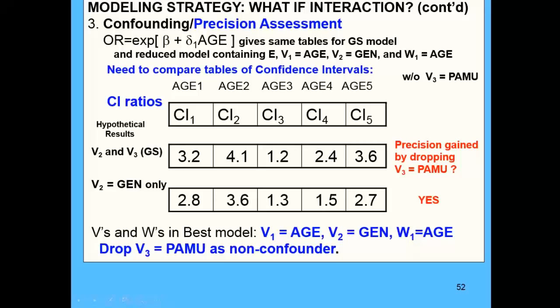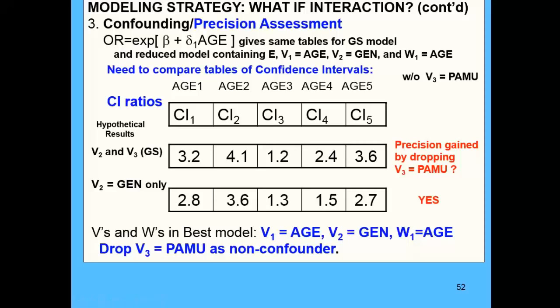And this looks like pretty much a fairly big gain, a substantial gain in precision, although, again, how much of a gain is still somewhat debatable. But based on these data, based on what I'm showing you, again, this is hypothetical, but based on this, you would probably say that the best model is not the gold standard model. It's the one that drops PAMU, and it's a model that involves interaction because we did interaction assessment, as the second stage in the strategy.